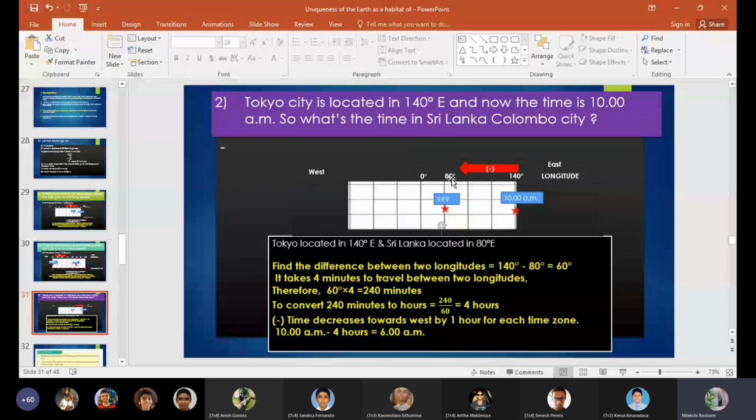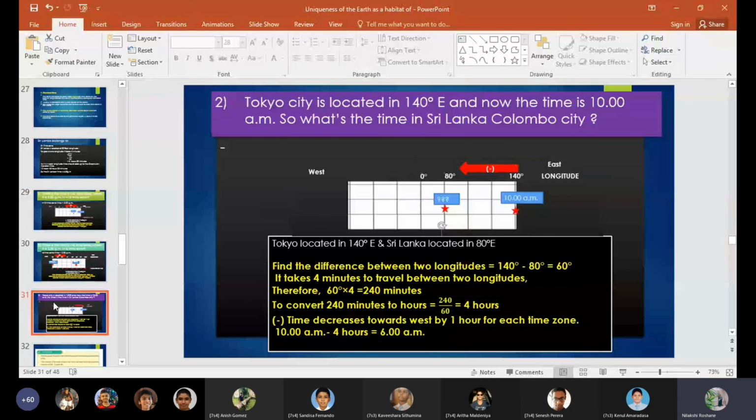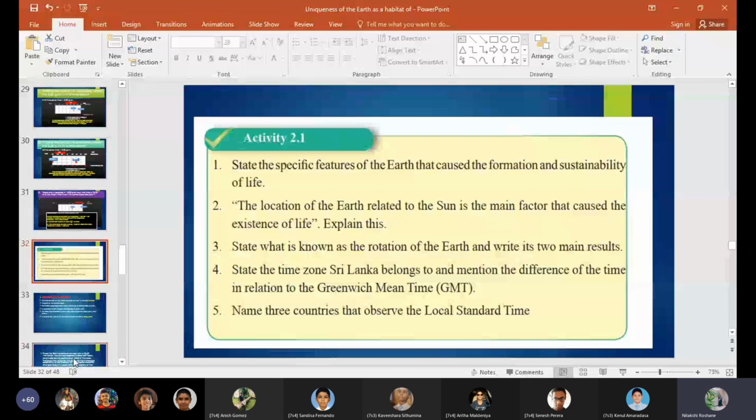So you'll get something similar to this in your exams, and there is another homework that you need to do. State the specific features of the earth that cause the formation and suitability of life. That is easy, so you can answer from your textbook. The location of the earth in relation to the sun is the main factor that causes the existence of life. Explain this also, that is also easy. State what is known as the rotation of the earth and write its 2 main results. Earlier we discussed. Then state the time zone Sri Lanka belongs to and mention the difference of the time in relation to the Greenwich Mean Time.